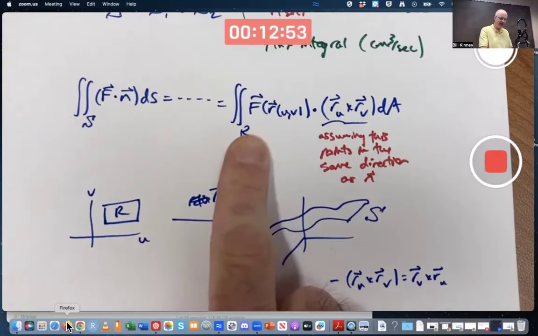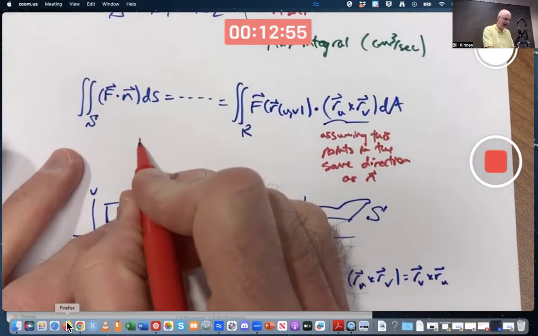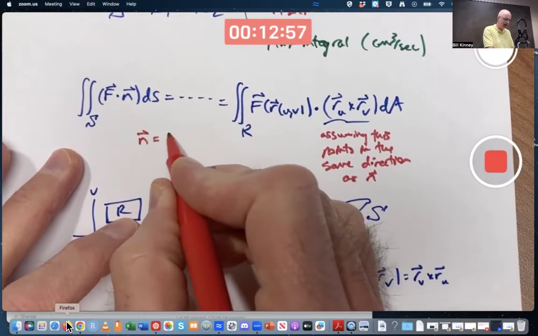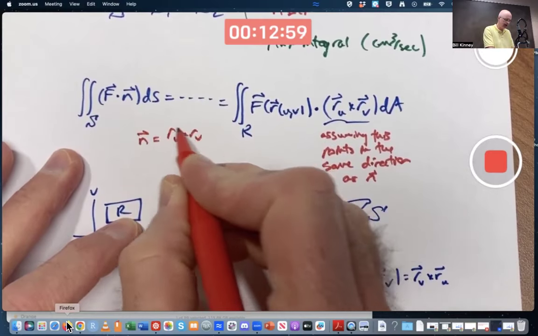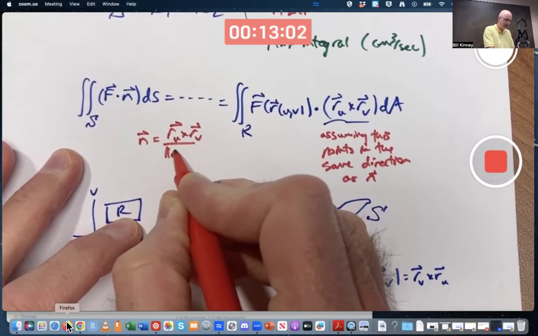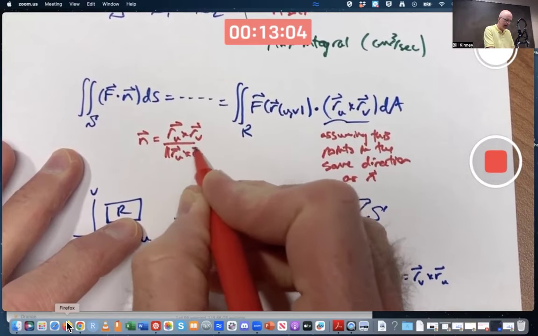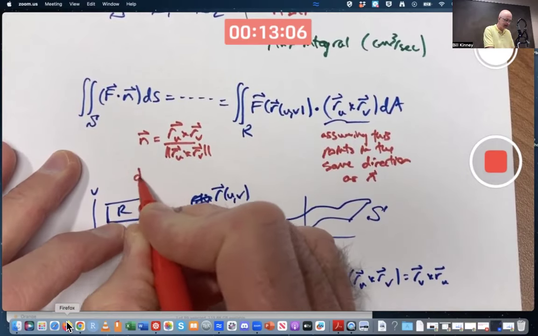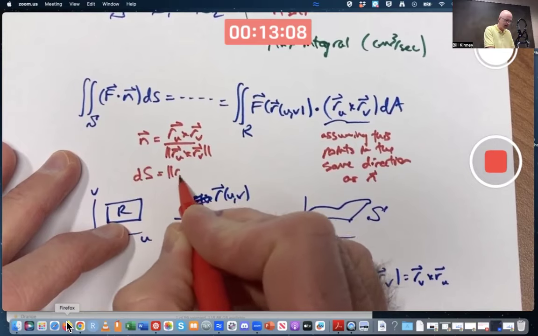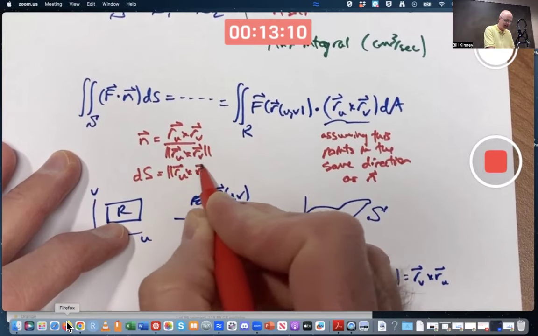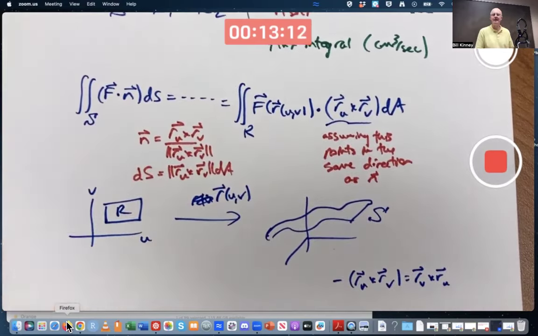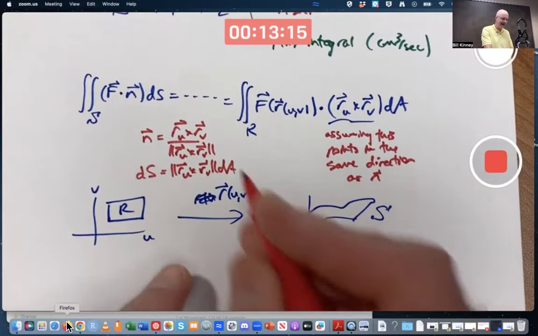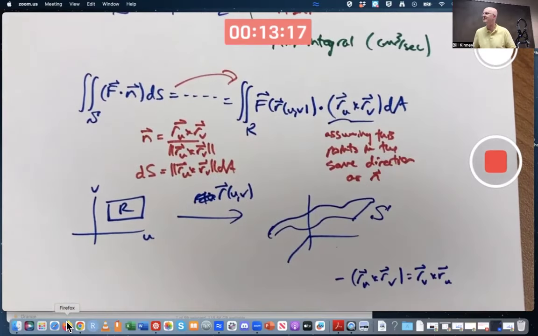What's the derivation of that? Effectively, it uses the fact that n is Ru cross Rv divided by its magnitude, as well as the fact that dS is the magnitude of Ru cross Rv dA. Combine those two facts, and it allows you to loosely verify this formula. That's the idea of the surface integral. This is the computational method.